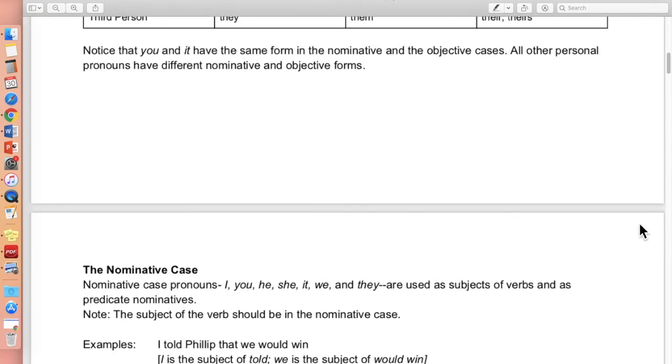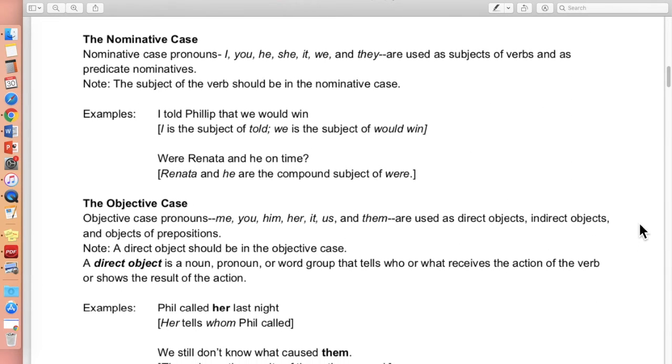All right, so let's take a look at, on the next page, how we look at the noun in the sentence, and what we want to replace it with is based on the case that the noun is in. So here's our example. I told Philip that we would win. I is the subject of told. We is the subject of would win. So nominative, you're replacing the nouns with pronouns based on the noun being in the nominative case.